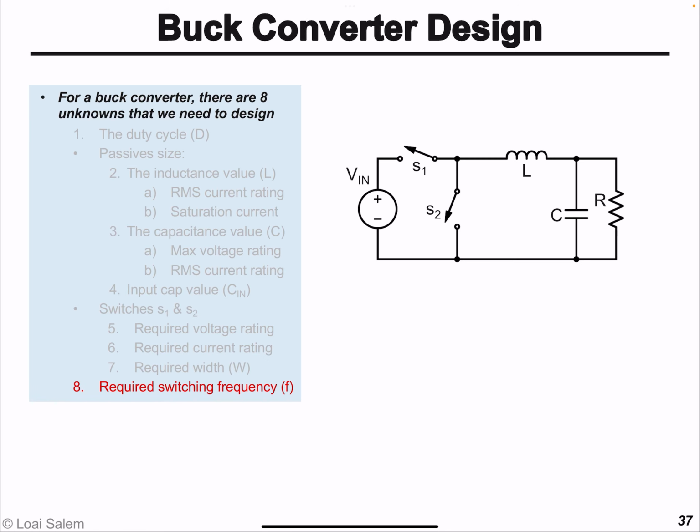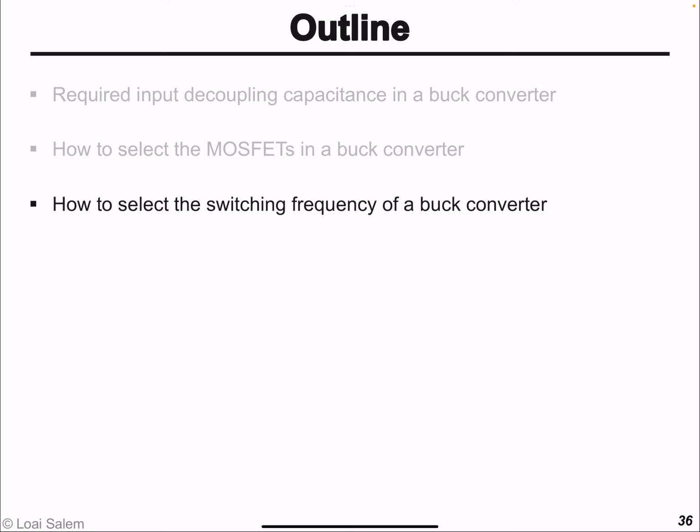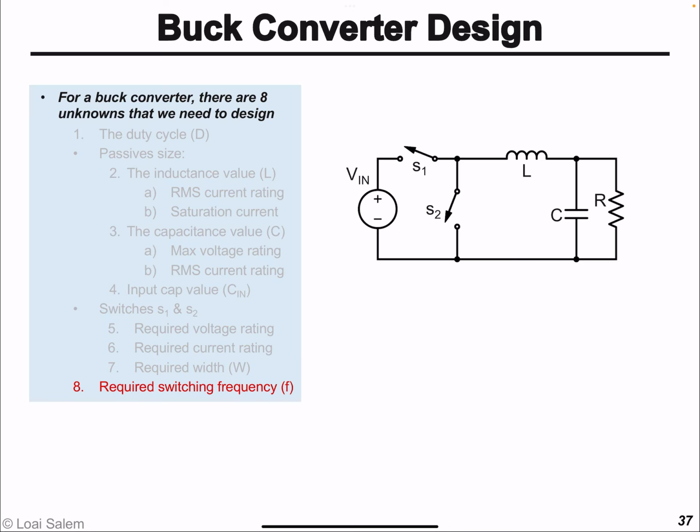And so now to how to select the switching frequency of a buck converter. And that's essentially the last design parameter that we need to select in a buck converter. For the switches, we saw the voltage rating, current rating, and the on resistance. Now let's talk about the required switching frequency.